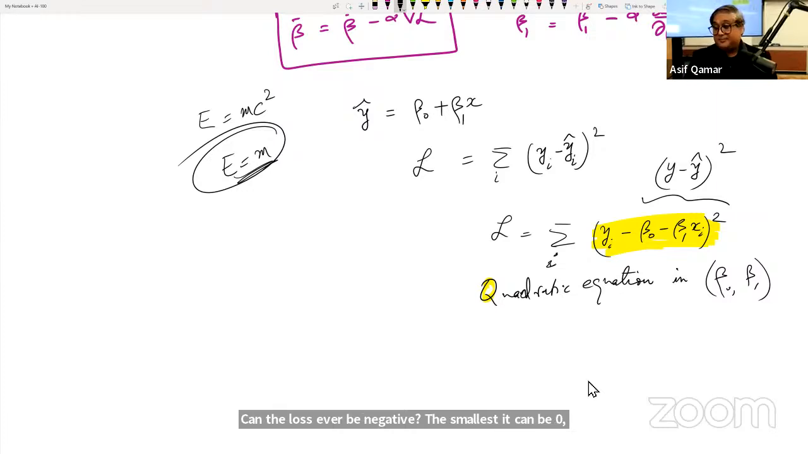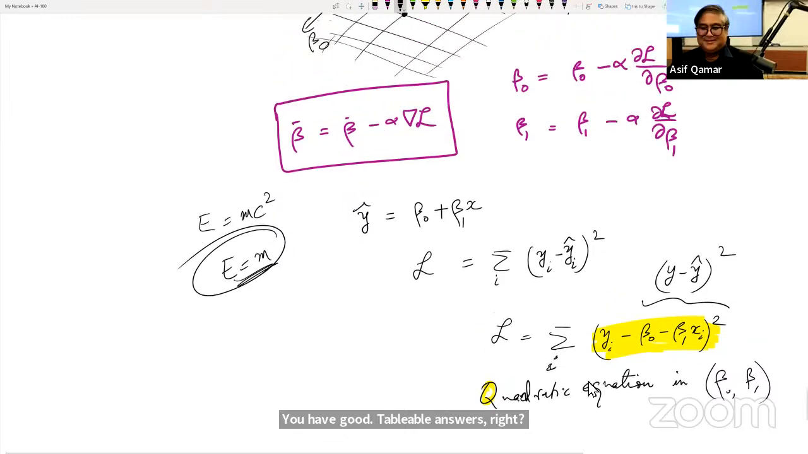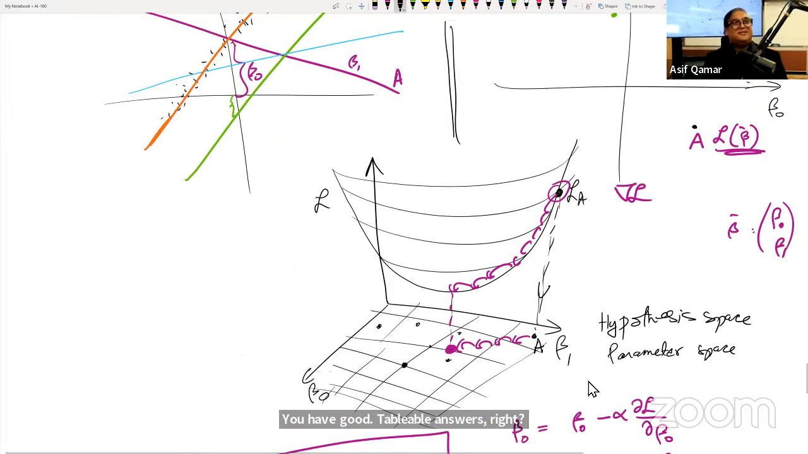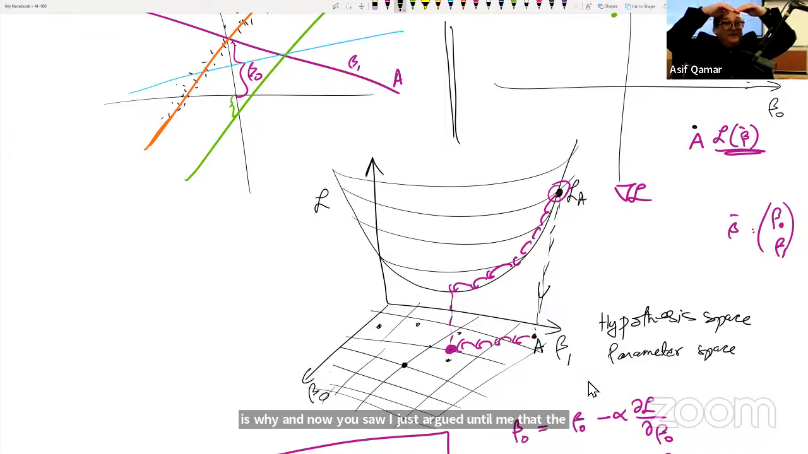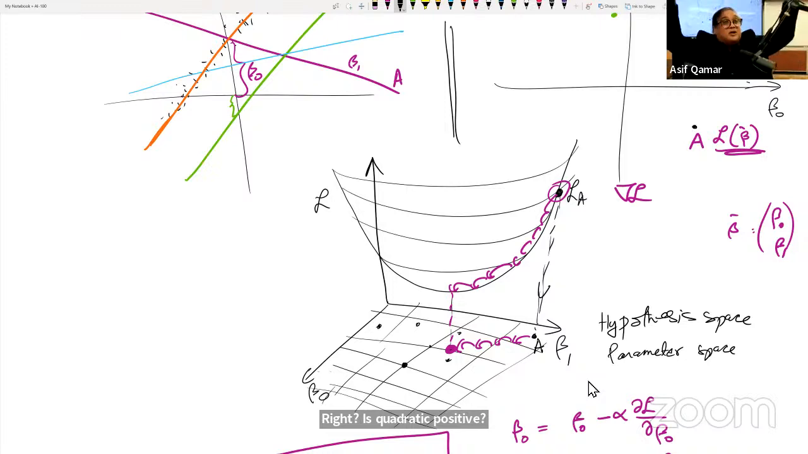But the other thing is, what is the maximum value it can achieve? Infinity. Just take a really bad hypothesis and you'll get terrible answers, close to infinity. Is that the reason why the loss function is quadratic? That is why. I just argued that the loss function, the algebra, says that it is positive. It's quadratic, positive, and goes up to infinity. What is the one quadratic surface that goes off to infinity? Does it look like this bowl? And did I draw a bowl here? And thus, you get the intuition.